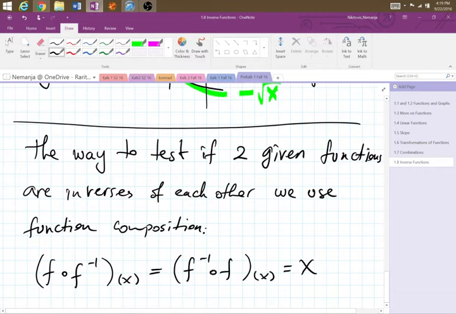If you get anything else besides x, that means that something is wrong. They are not inverses of each other, and then you have to go and figure out what went wrong in your calculations, or maybe they are not inverses, right? Fair. Bueno?